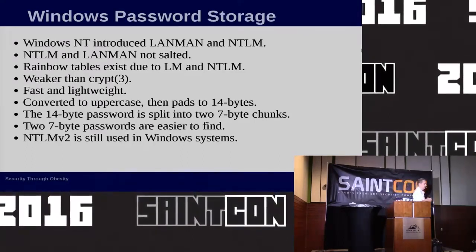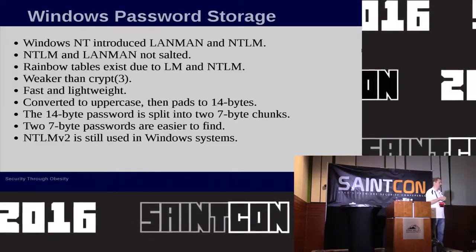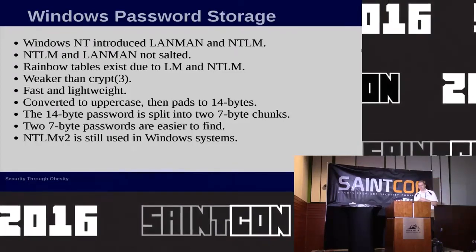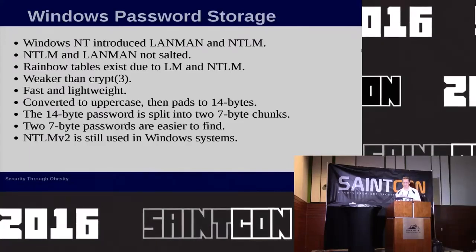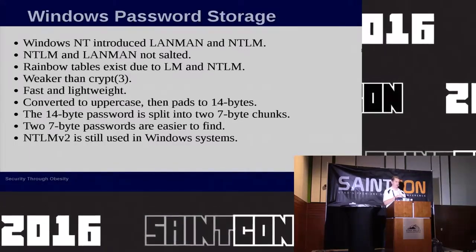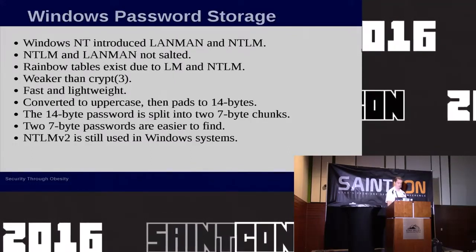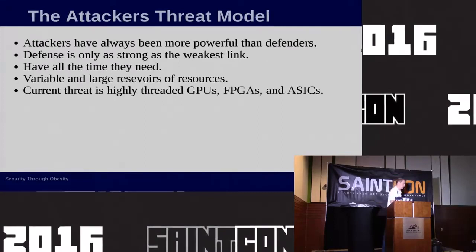Because 2 7-byte passwords are easier to find than 1 14-byte password. So unfortunately, NT LANman and LANman have had historic problems with Windows, and it's a fast password hashing algorithm, which we'll see in a sec, turns out to be problematic.